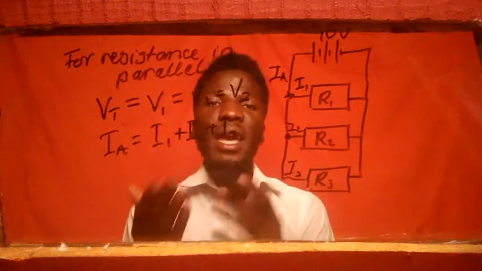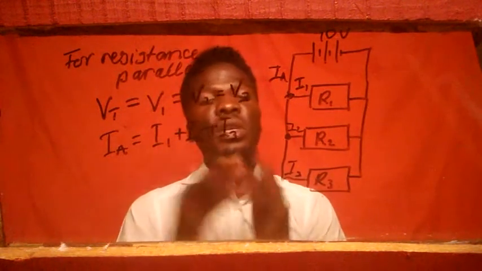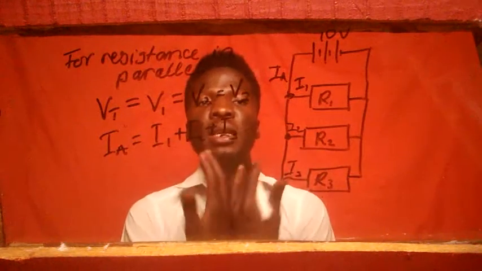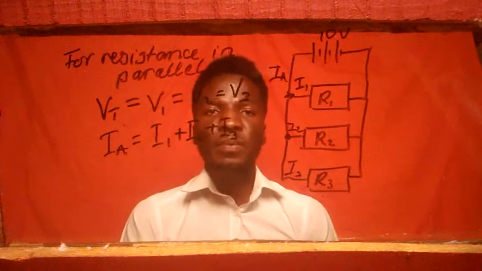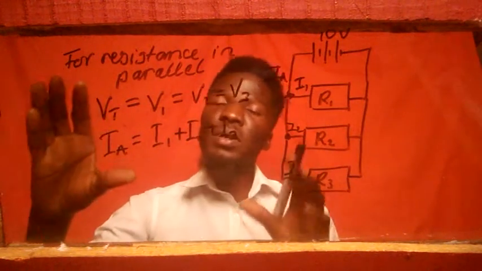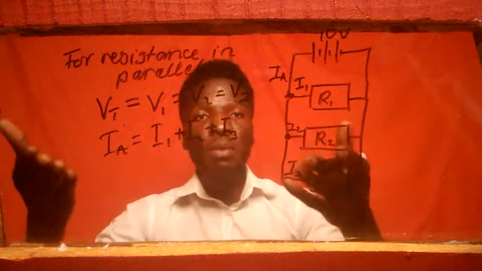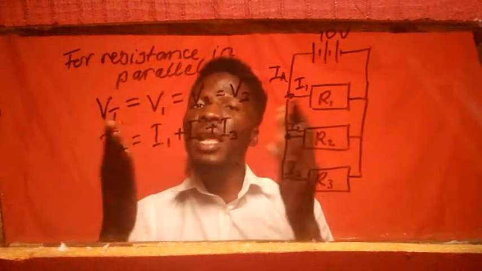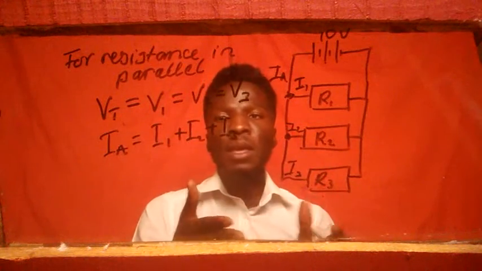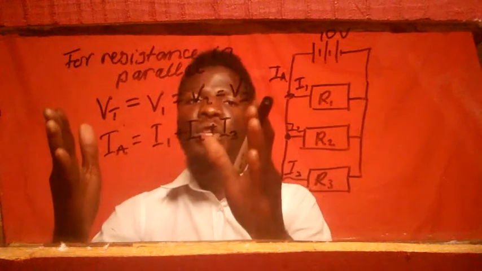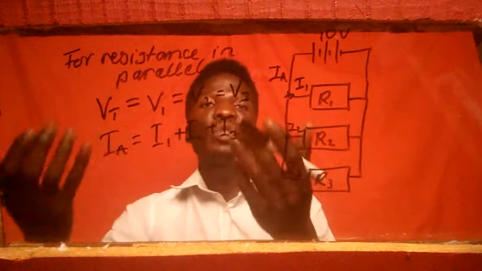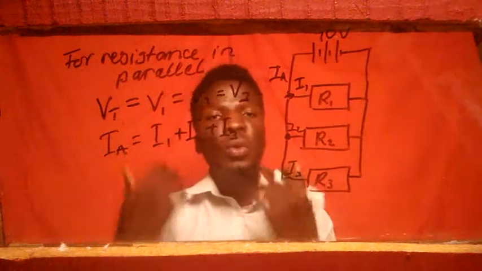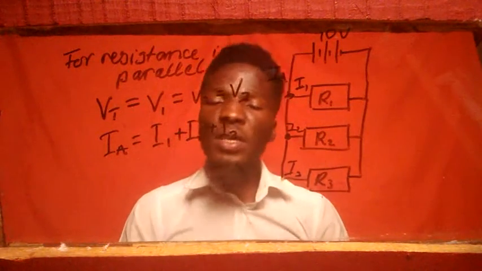And then the other thing that we need to know is how we can calculate the total resistance. So to calculate the total resistance, we need to come up with a formula that we can use to calculate the total resistance for resistors that are connected in parallel. It is these concepts that we need to use in order to come up with an equation to use when calculating the total resistance.